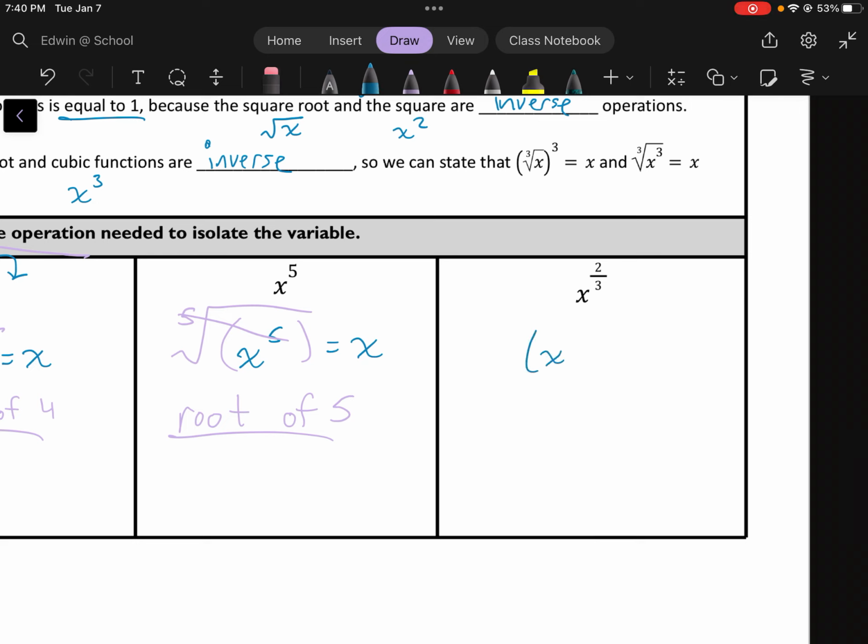Last one, we have x to the 2 over 3. All of that should be raised to the power of 3 over 2, the reciprocal, the fraction flipped around. That's because when these two powers multiply, they cancel out to 1, meaning we just have x. So we would raise this to the power of 3 over 2.